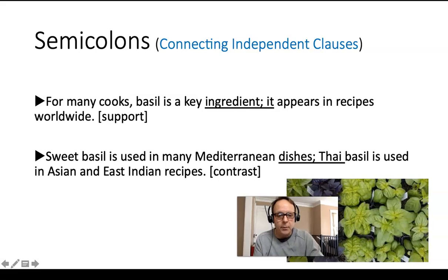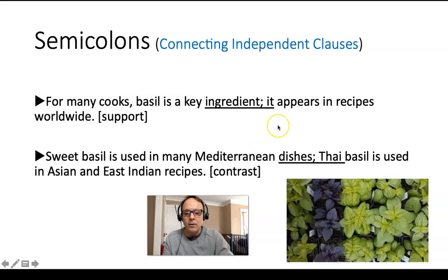So let's look at this example about basil. I'm starting to think, oh, things are going to start growing again. We'll have basil and all kinds of other things growing outside. That'll be good. So for many cooks, basil is a key ingredient. Now here, notice a semicolon, because this is a complete sentence, but it's very related to this one and they're also short. So why not just make one sentence out of it and use a semicolon? It appears in recipes worldwide. And this is when we're connecting ideas, and the second idea is actually supporting the first one. So if you're using a semicolon, they have to be closely related. You don't want to connect two sentences that are not really related, obviously.